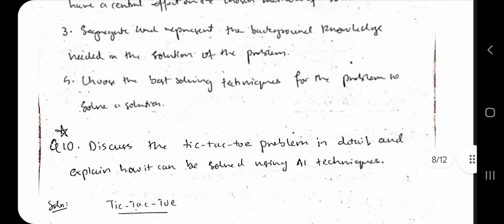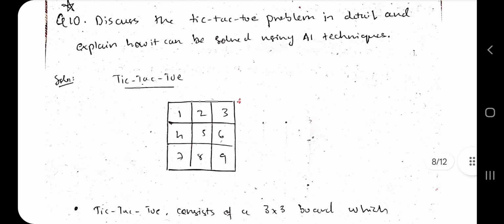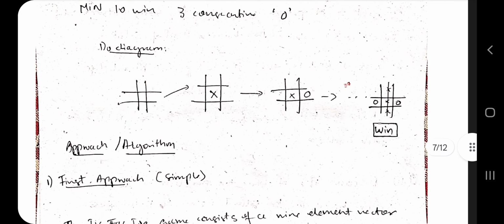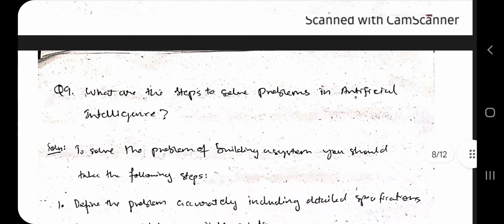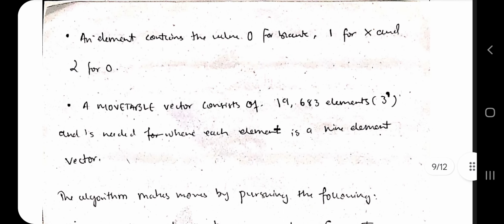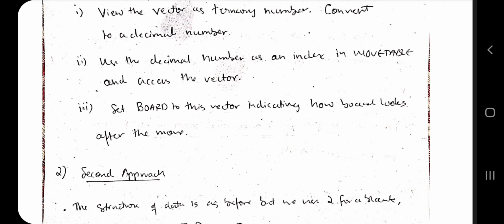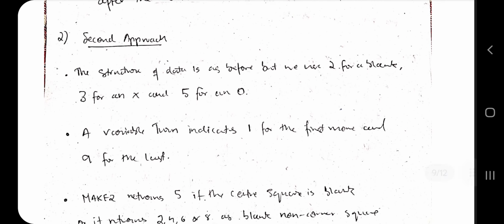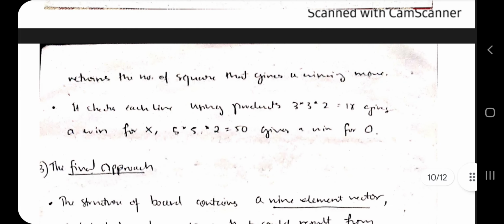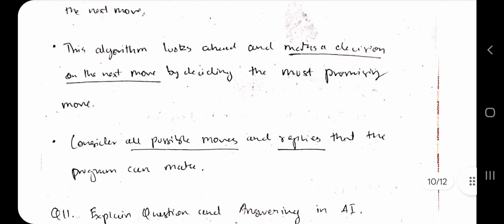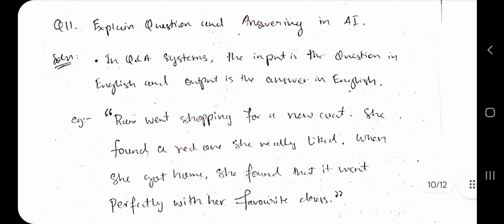Now revising what is there in tic-tac-toe. See here. In tic-tac-toe, first you have to make this board and define this board here. Two players are there, x and o, and there are three approaches. In the first approach, all the possible combinations are calculated, using 0 for blank, 1 for x, and 2 for o, and it will make the decision based on the most promising move. The second approach is also the same, but it uses a mathematical formula and some strategies most appropriate to tic-tac-toe. The final approach is also the same as the previous one, but here we'll be using vectors, and the most promising move is made. It will think next to next level. Okay, that's all. The last one is explaining question answering in AI.